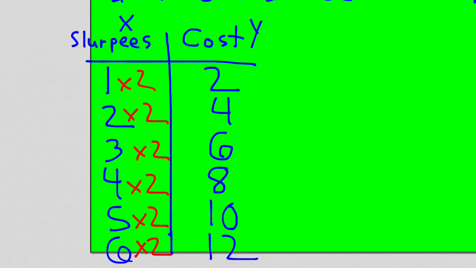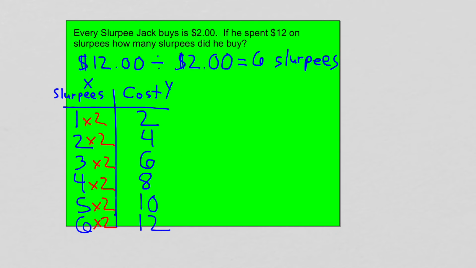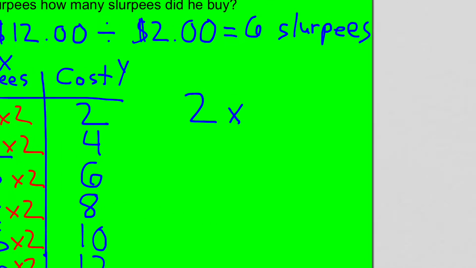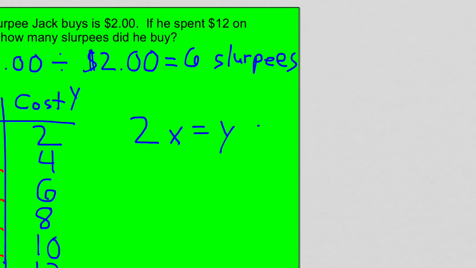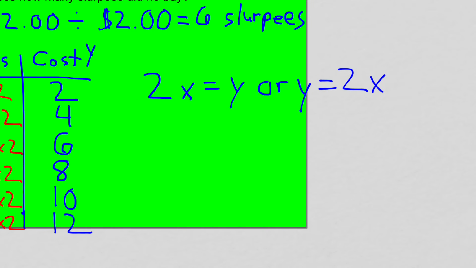So if we wanted to represent that as an algebra equation, we would say Slurpees times 2, which is 2x. And then that equals the cost, which is y. And that's the kind of math equation we looked at in our previous section. We could also write it as y equals 2x. But this time what's different now is now we have a value for y. 2 times the number of Slurpees equals $12 in this case. We've been given a value for y. And this time we want to know the value for x.